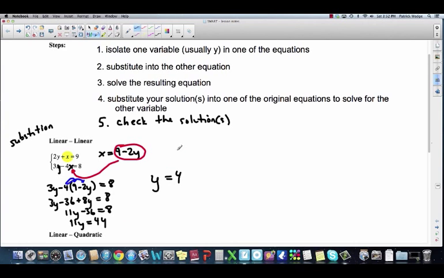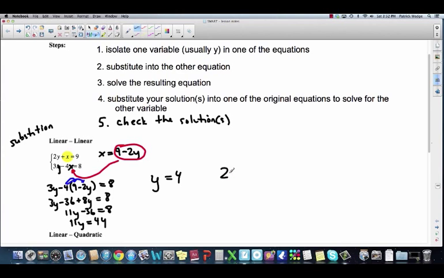And now we substitute this solution, the 4, into one of the original equations to solve for the other variable. In other words, I have to take this 4 and plug it into one of these two equations here. Which one's easier? I don't know. Let's plug it into the first one just because I didn't have to correct that one at all. So I'm going to plug it in there.